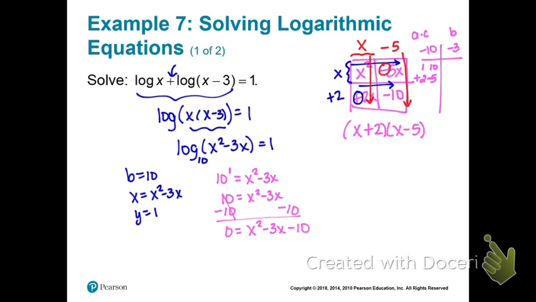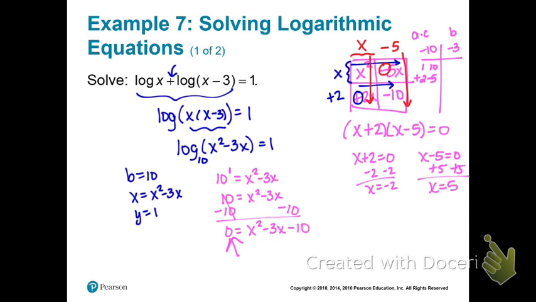And then remember, this whole thing was equal to 0. And then we set them each equal to 0 and solve. So x plus 2 equals 0, x minus 5 equals 0. Subtract the 2, so x equals negative 2. Don't box it yet. Add the 5. So x equals 5, and don't box it.